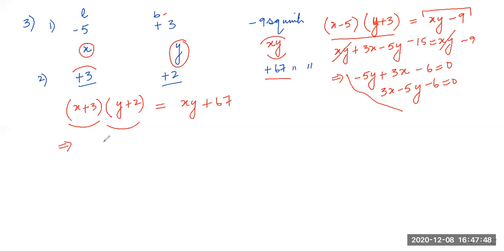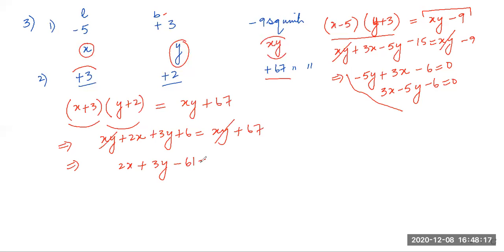So when you solve this, students, you get the equation. Tell me the equation. It is xy plus 2x plus 3y plus 6 is equal to xy plus 67, right guys? xy cancels with xy, so I get 2x plus 3y. 67 comes here, so it will be minus 61 is equal to 0. These are the two equations. All right, let's go further.